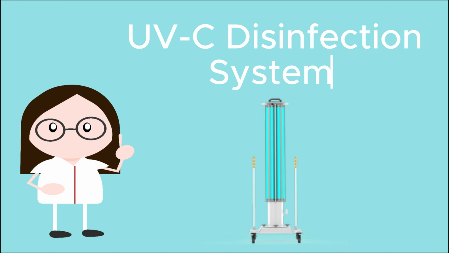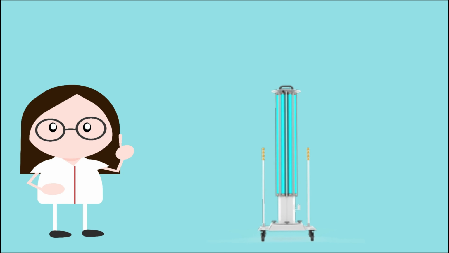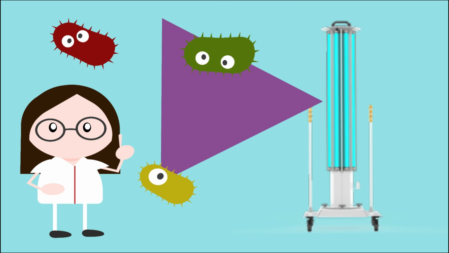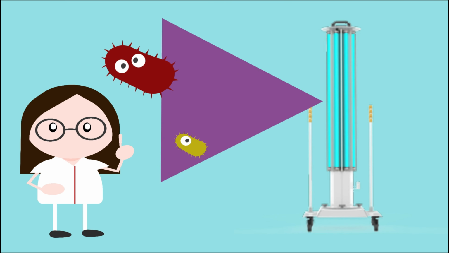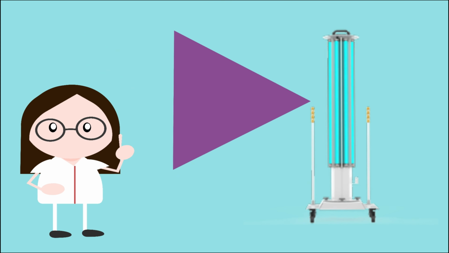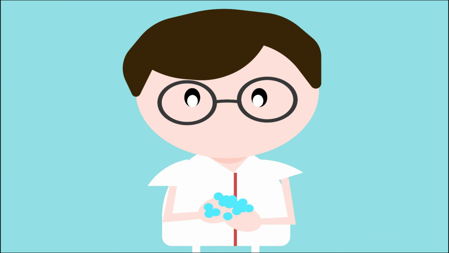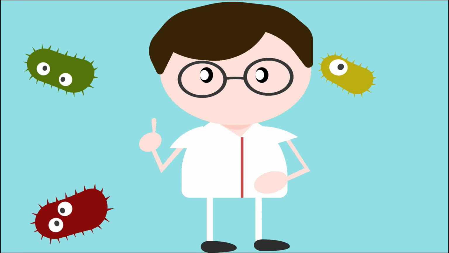First, we introduce UVC disinfection systems. These systems utilize ultraviolet light to effectively eliminate harmful pathogens from surfaces and the air, ensuring a sterile environment for patients and healthcare workers alike. Next up, automated hand hygiene systems. These revolutionary devices streamline hand hygiene practices, ensuring optimal cleanliness with minimal effort, reducing the risk of cross-contamination.